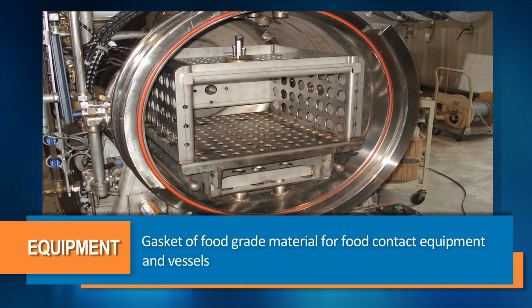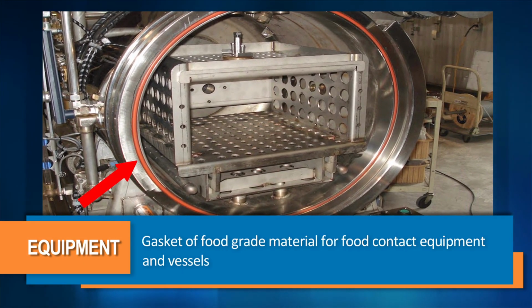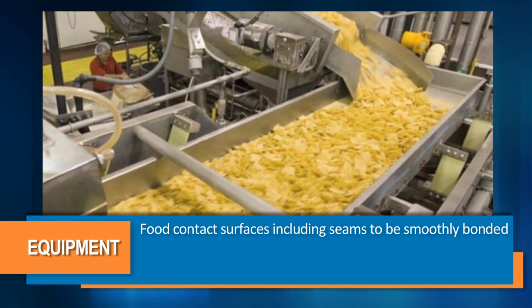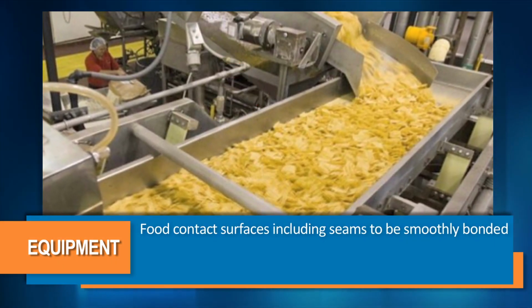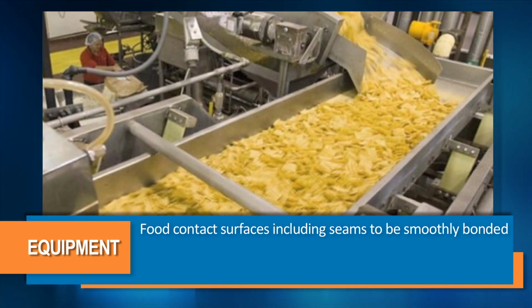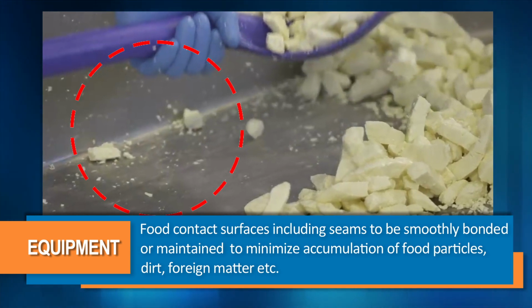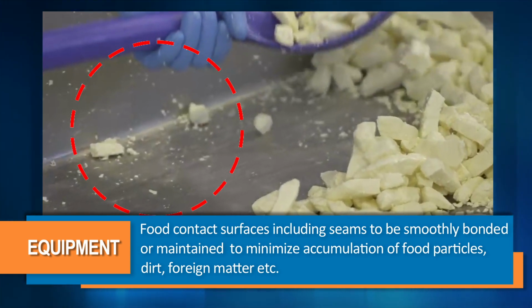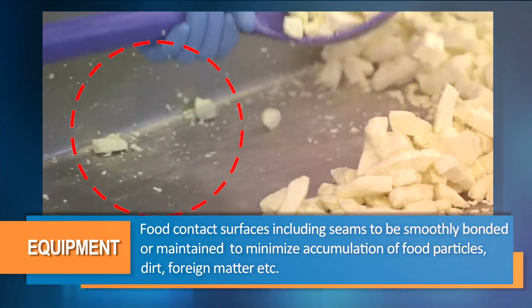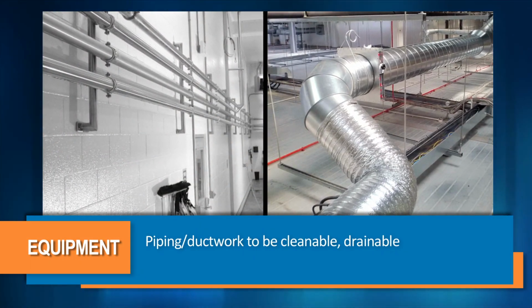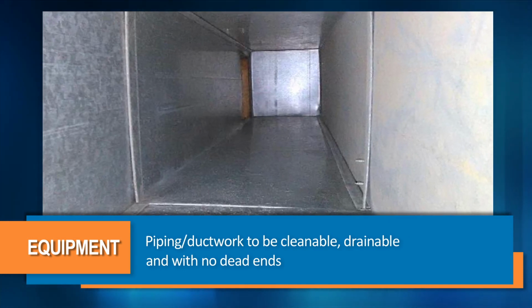Gasket made of food-grade material should be used for food contact equipment and vessels. Food contact surfaces, including seams, should be smoothly bonded or maintained so as to minimize accumulation of food particles, dirt, foreign matter, etc. Piping and ductwork shall be cleanable, drainable, and with no dead ends.